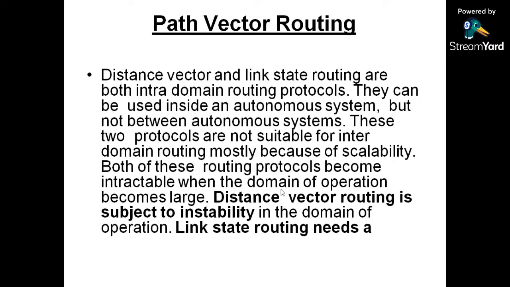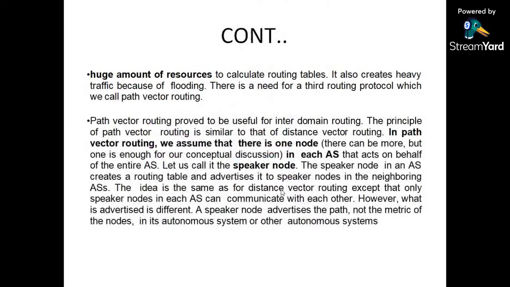Distance vector routing is subject to instability. Link state routing needs a huge amount of resources to calculate routing tables. It also creates heavy traffic because of flooding. So there is a need for a third routing protocol, which we call path vector routing. Path vector routing proved to be useful for inter-domain routing. The principle of path vector routing is similar to that of distance vector routing.